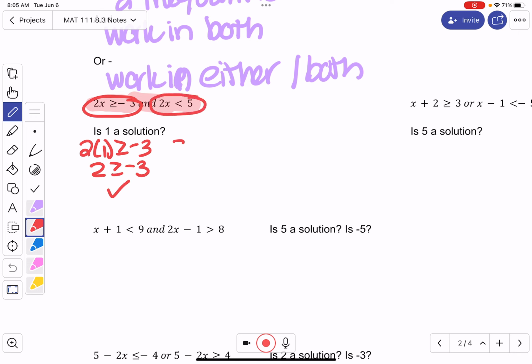Now let's plug it into the other one. 2 times 1 is 2. Is 2 less than 5? Yes. It works in both, so yes, it is a solution.